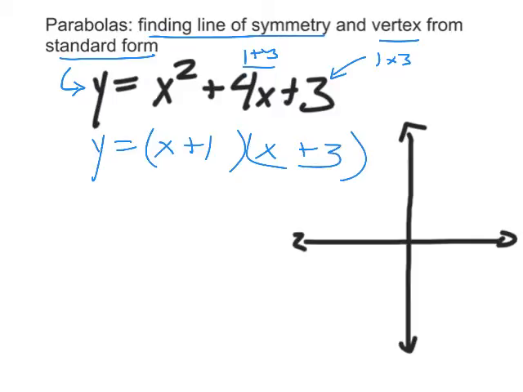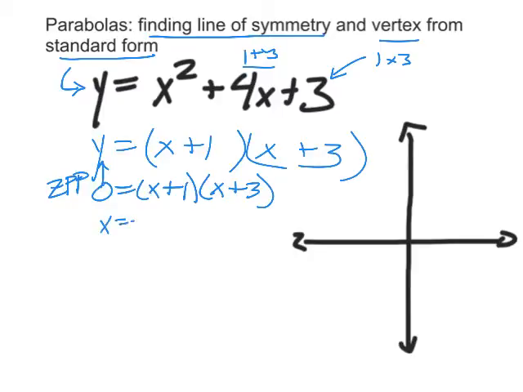Then, over the last couple of days, we have used the zero product property and let y equal 0, knowing that letting y equal 0 gives us x-intercepts. So I'll take the factored form and set it equal to 0, and I will get x equals negative 1 and x equals negative 3 as the two values that make intercepts. I'll then plot those two values on my graph, negative 1 and negative 3. Those two are my x-intercepts.